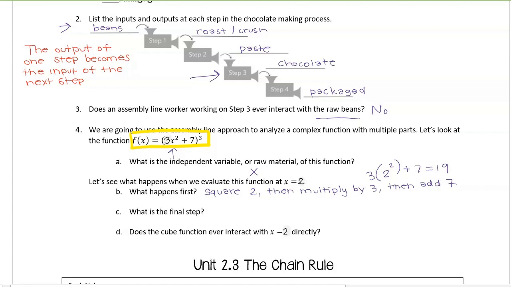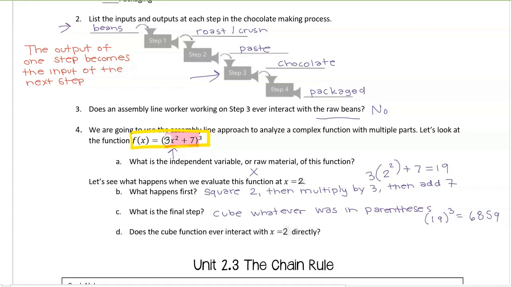Well, I need to cube whatever was in the parentheses. So I'm going to take the 3x squared plus 7. That's going to be 19. And then I'm going to take that value of 19 and I'm going to cube it. This will be 6,859. Now, the next question is very interesting.